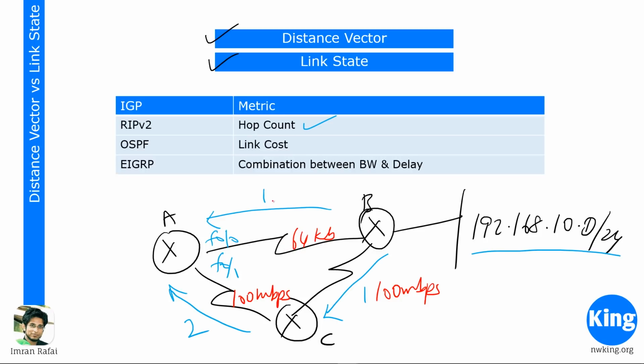It is going to choose the least hop count, which is 1 in this case. The other type of routing protocol is link state, and OSPF uses link state, right? It is a link state routing protocol. So what OSPF would do is look at the link state, like this is 64, this is 100, and this is 100. OSPF will decide to go through this instead, right? Which is the correct thing to do.